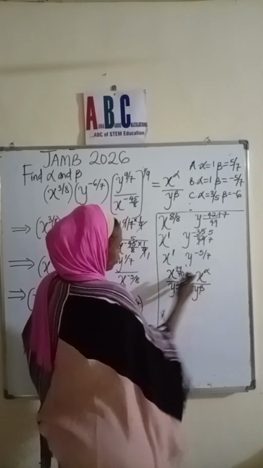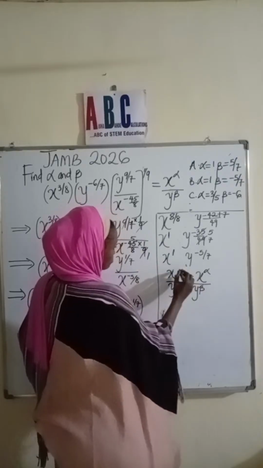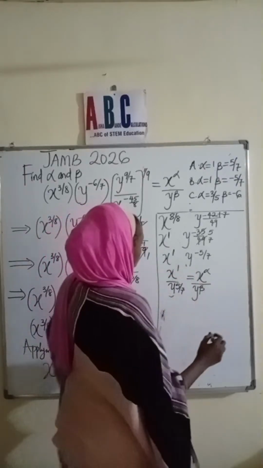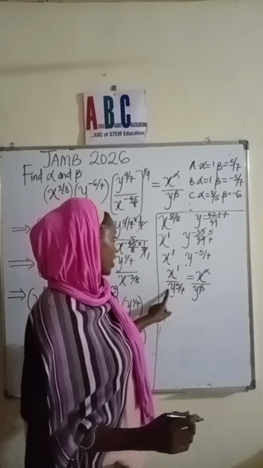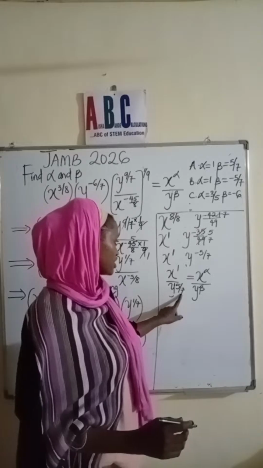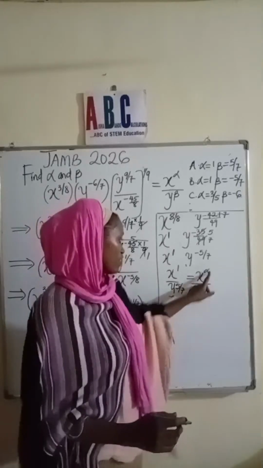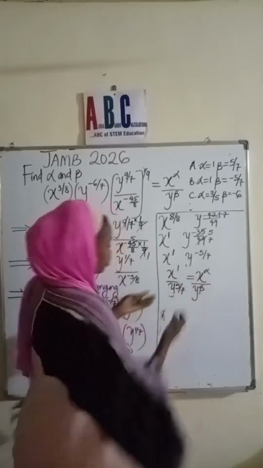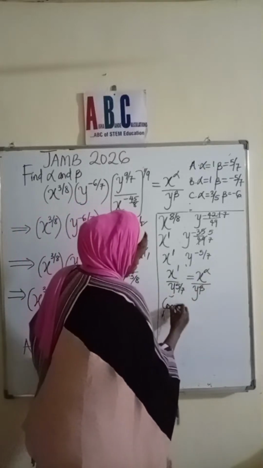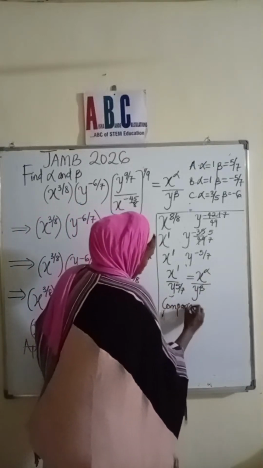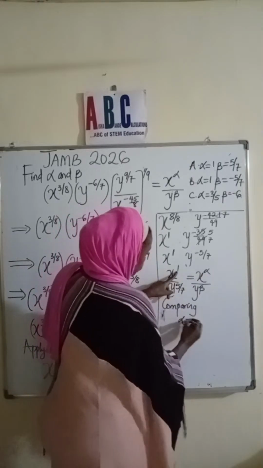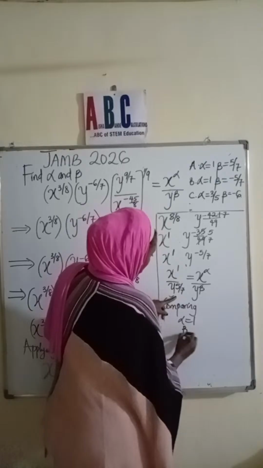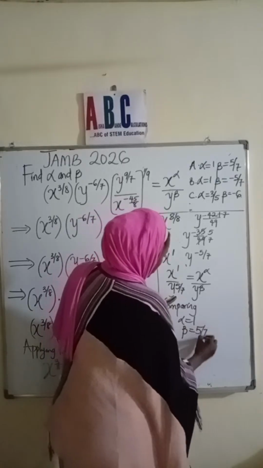Okay, sir, I think we can continue from here. We now have our answer. So can you see it, Mr. Larry? Here we have x to the power of 1 over y to the power of 5 over 7 equals x to the power of alpha, y to the power of beta. If you compare now, we have our answer: alpha is equal to 1 and beta is equal to 5 over 7.